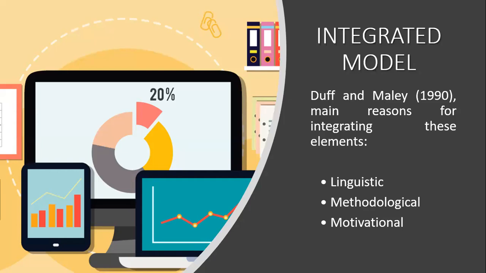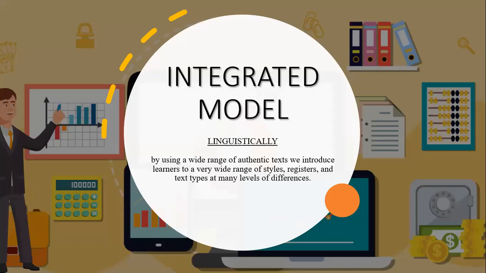We have the linguistic, methodological, and motivational, enabling our students to be adaptive with the text or the literature. So what is linguistic? Okay, so when we say linguistic approach, by using a wide range of authentic text, we introduce learners to a very wide range of styles, registers, and text types at many levels of difference.